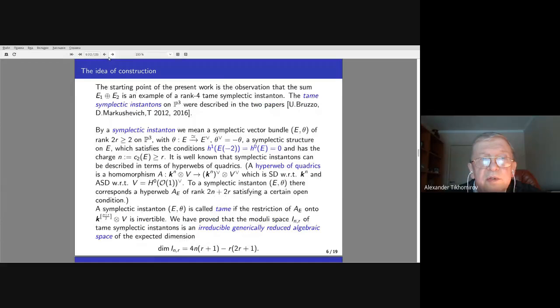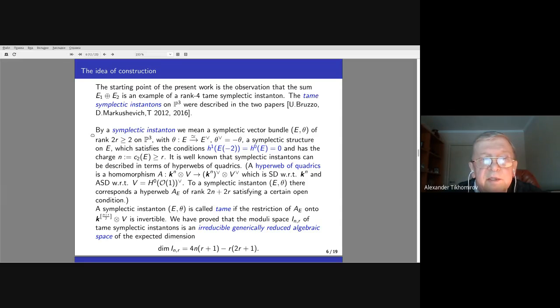The starting point of our present work is a very simple observation: the sum of two usual instantons, E1 plus E2, is an example of a rank 4 tame symplectic instanton introduced in our joint papers with Ugo and Dmitry Markushevich. Let me recall the definitions.